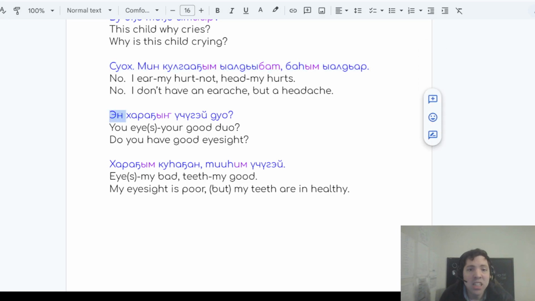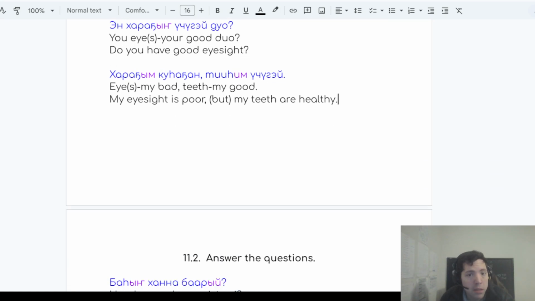En haragan uchugedua. Do you have good eyesight? Haragan kuhagan tihim uchugei. My eyesight is poor, but my teeth are healthy. My eyes are bad, but my teeth are good. It's a little strange thing to say. I may not see very well, but my teeth work.